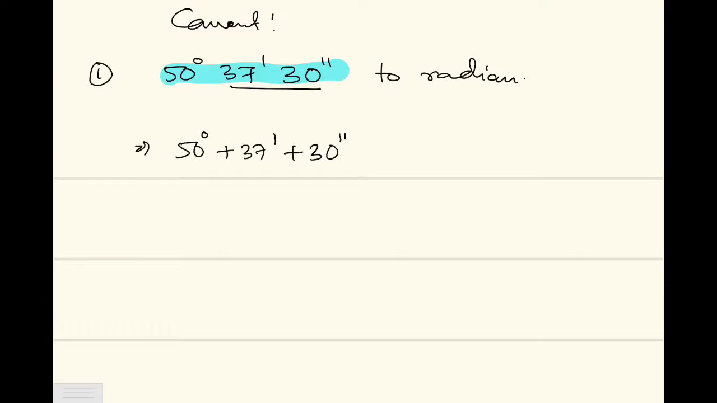Okay, I can write this in this format. Then I will do, this is already in degrees, I have no problem. This is in minutes, I will see to it. And finally, let's attack the seconds first. So this I will convert to minutes now.